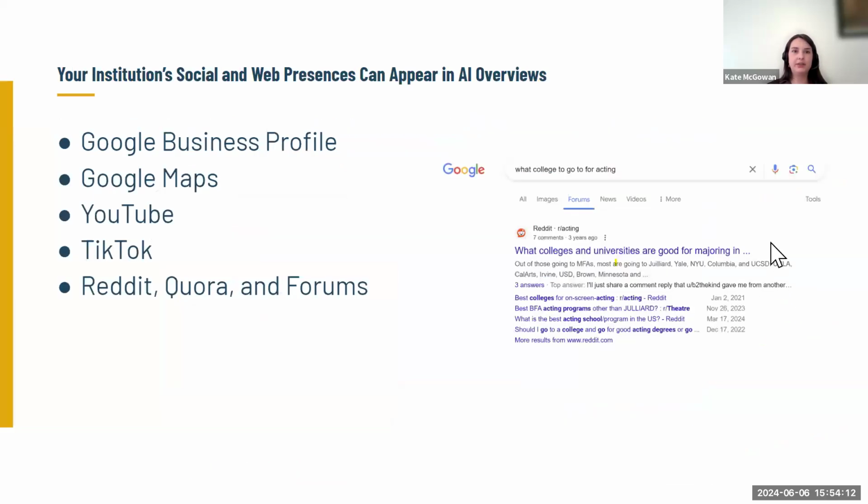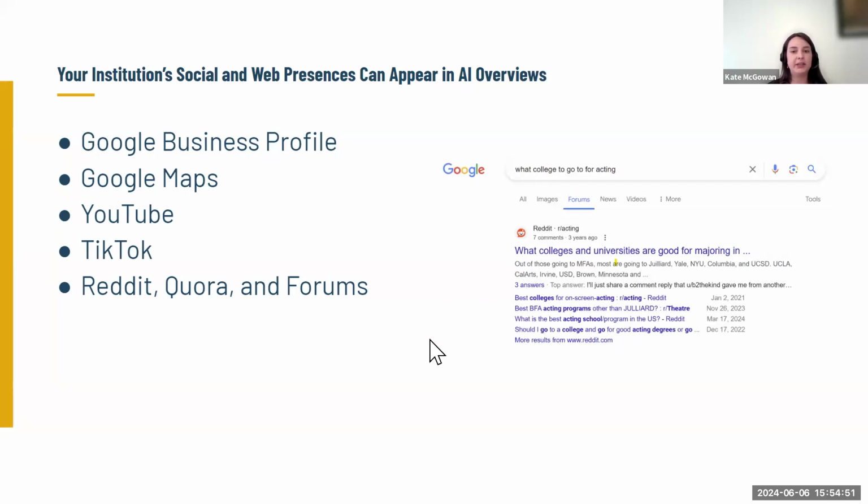All of this leads to the fact that in the new landscape of search, your institution's social and web presences, and also mentions of your institution on platforms you might not have control over, can appear in search. Your Google Business Profile, Google Maps, YouTube, TikTok, also Reddit, Quora, and forums or user perspectives are all appearing in AI overviews. This is important because until now, maybe Google Business Profile has been on your radar as an enrollment marketer, and of course social media profiles are of utmost importance.